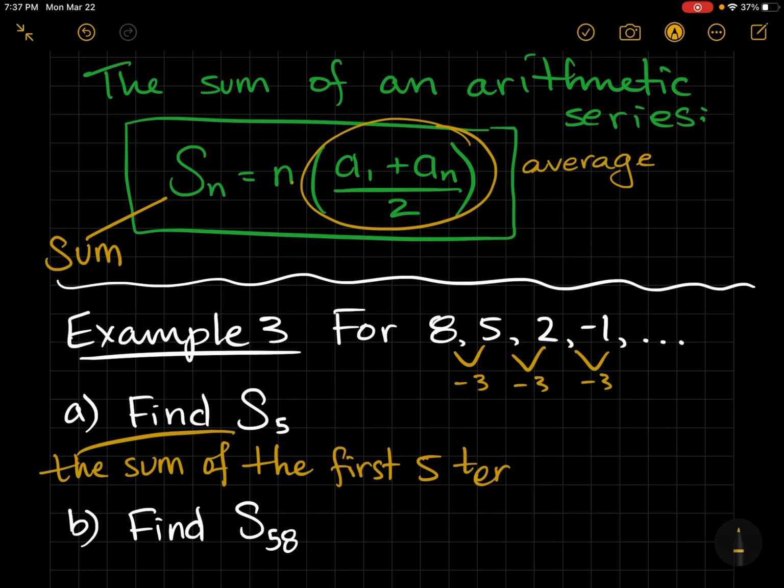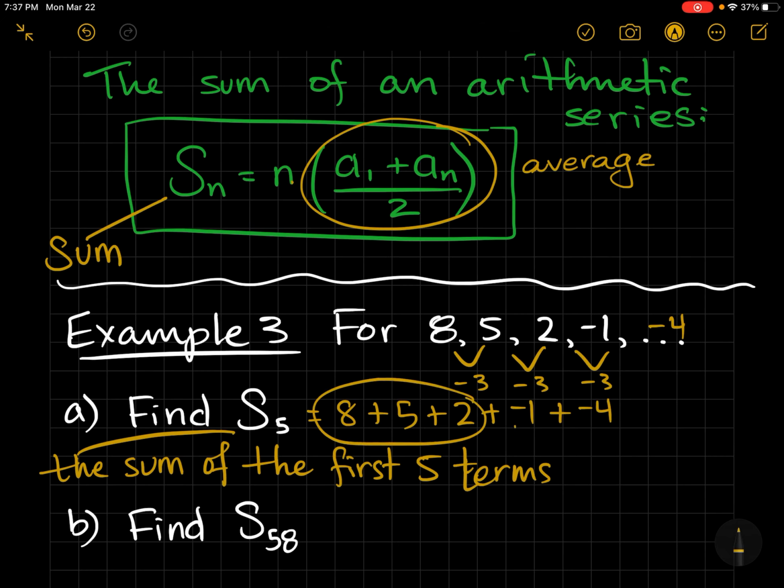Now, I'm going to say this. We don't need a formula to add up 5 numbers. This would just be 8 plus 5 plus 2 plus negative 1. Let's see, that'd be what, negative 4? And a negative 4. So what is that? 15 and negative 5 is just 10. I wouldn't bother with a formula for that. Okay.